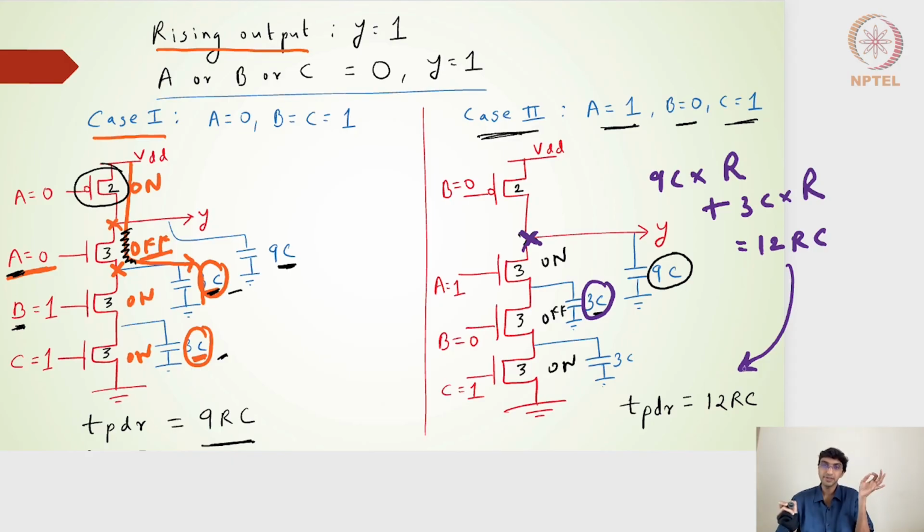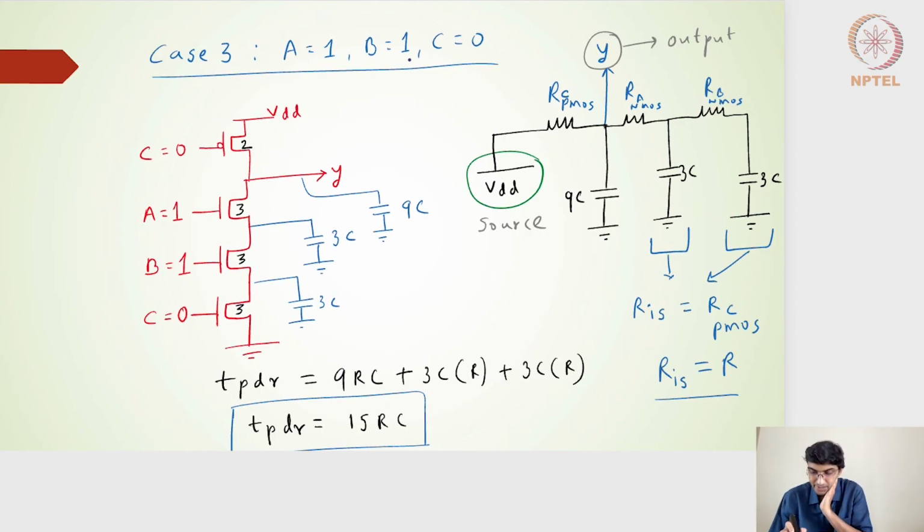According to the Elmore delay method, even though it sees a channel here, the output node of interest is Y, so the shared resistance is the switching resistance of this B transistor. Case 3: when A and B are both 1 and C is 0, this is on, A is on on the pull-down side, and this is on the pull-down side, and this is off. So now this 3C as well as this 3C sees a charging path for connecting to the VDD source.